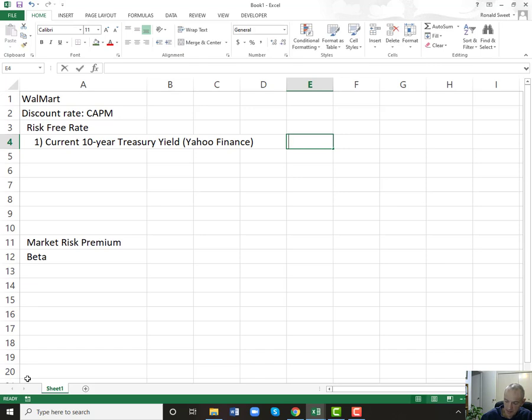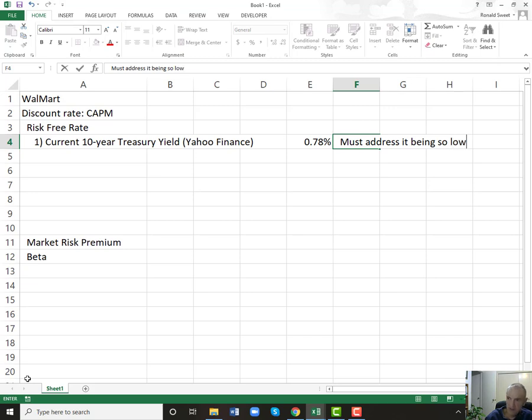So you can type it as 0.778%. Make sure it's less than 1%. Make sure it's not 7.8% or 78%. Make sure you have that typed in correctly. So there's one approach, but here you must address it being so low. You have to say something about this.